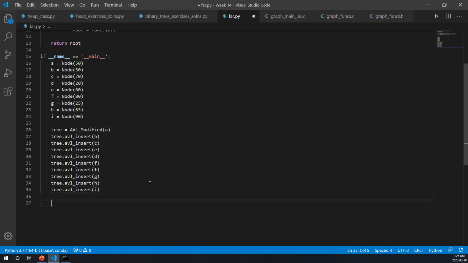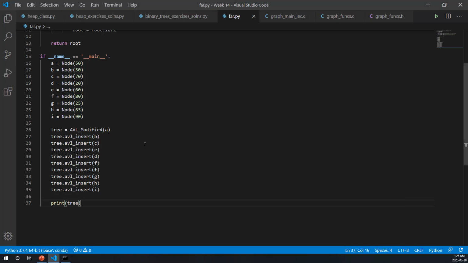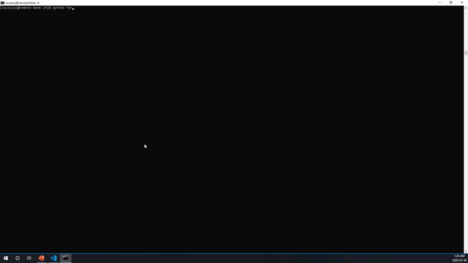And let's try to print the tree just to make sure that it actually looks like what it should. So let's do Python final. What did I call this? FAR? Oh, that's for final assessment review. Very funny, Chris. All right, python far.py, and yeah, there you go.